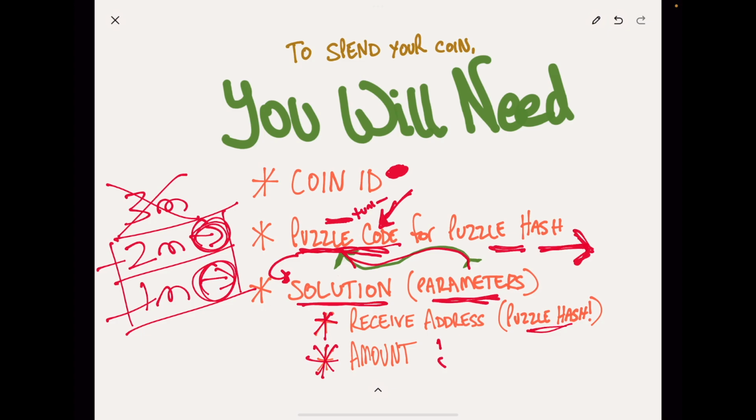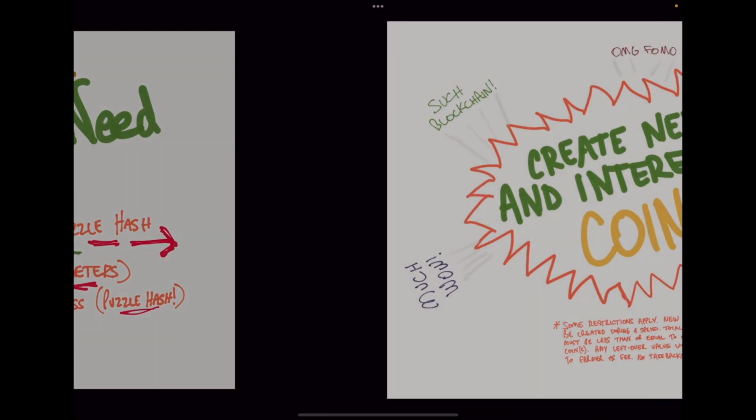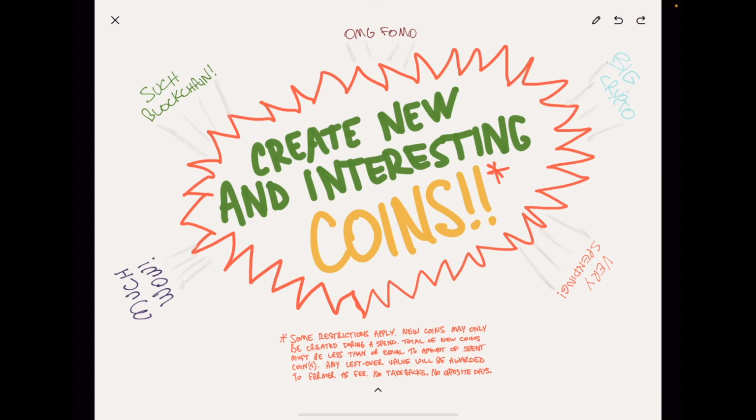Okay? So that's what you need to spend a coin. Now, during that spend, your puzzle code can create new and interesting coins. And these could just be the standard coin, of course. The standard coin goes to somebody else.